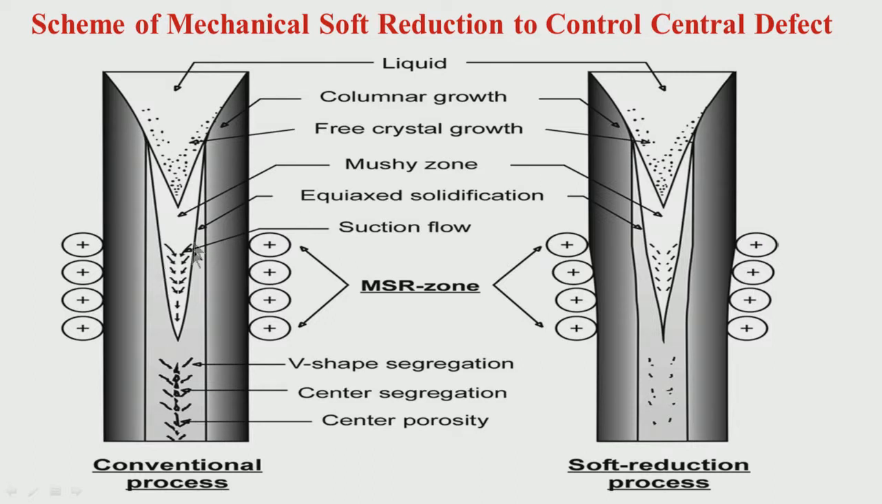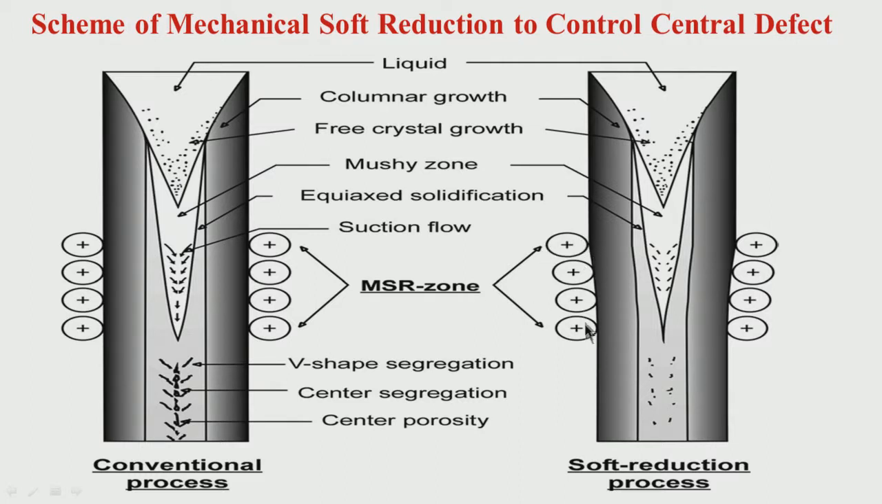By understanding the solidification front, by understanding what is going to happen in the final stage of solidification, people have devised this. So, this is an afterthought. Initially, when continuous casting was to take place, the technology did not have the idea of mechanical soft reduction. So, this is a conventional process. What happens when you do not put mechanical soft reduction? In that case you have V-shaped segregation, you may have central segregation, you may have central porosity, but when you are putting MSR, that means mechanical soft reduction.